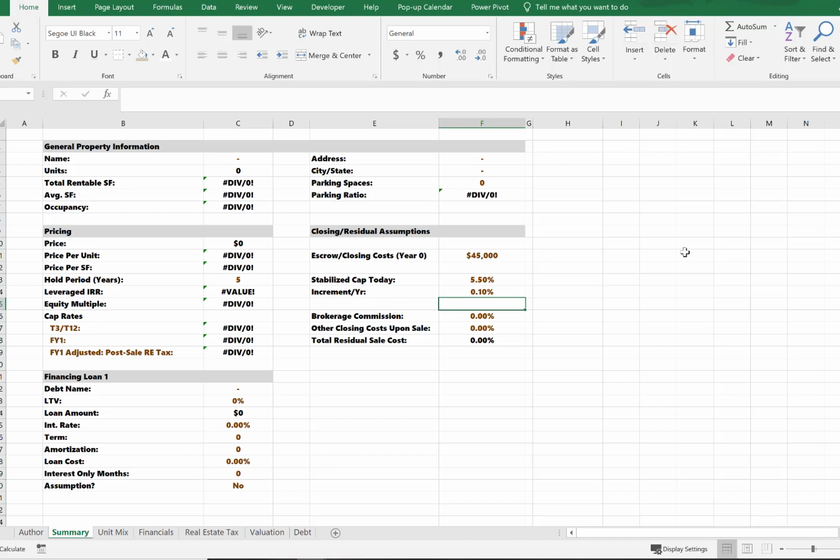If you held it for 5 years, the residual cap rate would be 6%. So the higher the increment is per year, the more conservative your underwriter is being. You really don't want to just depend on that residual value to make the deal work. So be cognizant of that.